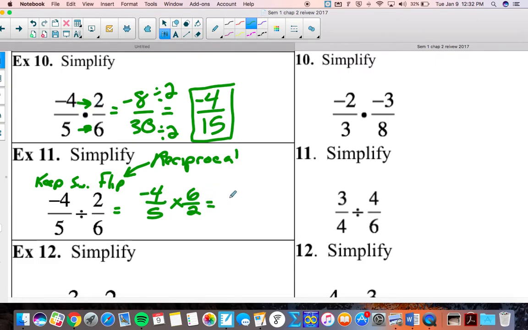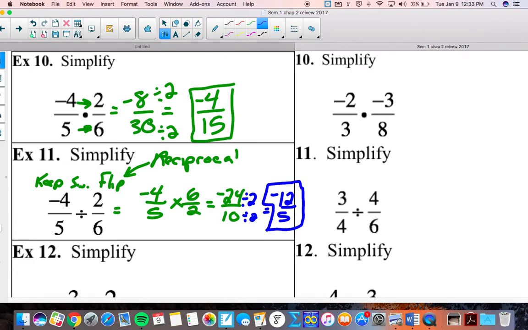I am multiplying fractions, so I multiply straight across the top. On top, -4 times 6 is -24. On the bottom, 5 times 2 is 10. But always try to simplify that. So I can divide the top and the bottom by 2, because 2 goes into 24 and 10. So the best answer is -12/5. And there's no other number that divides into -12 and 5 evenly.